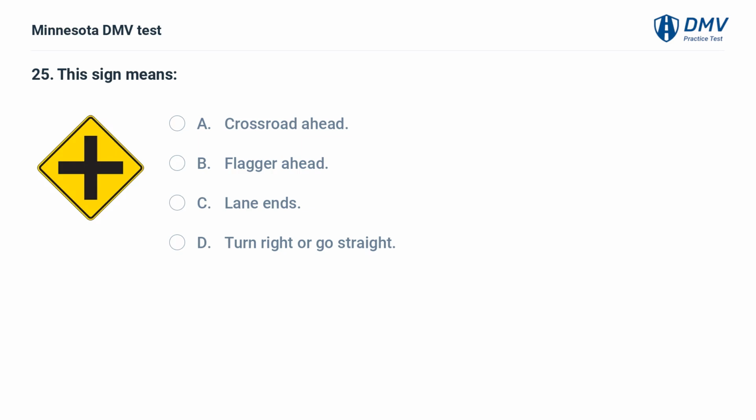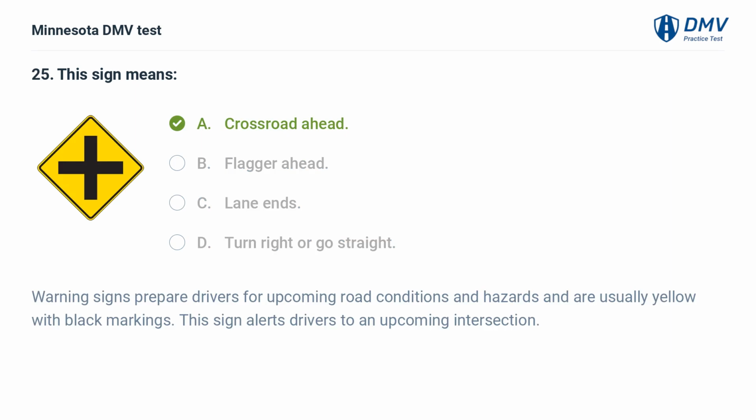This sign means A. Crossroad ahead. B. Flagger ahead. C. Lane ends. D. Turn right or go straight. A. Crossroad ahead. Warning signs prepare drivers for upcoming road conditions and hazards and are usually yellow with black markings. This sign alerts drivers to an upcoming intersection.